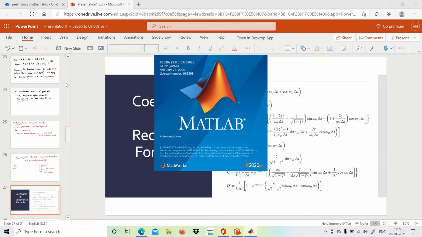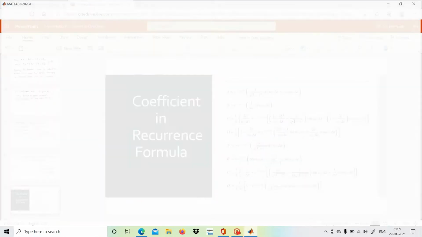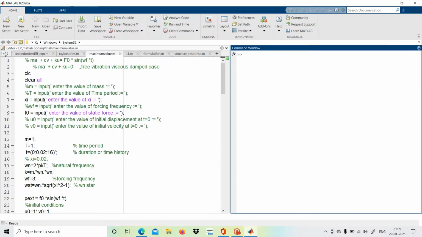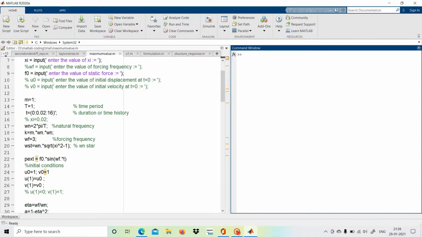And we will see how to find the response. It is taking some time to get opened. Let's wait. I think it's opened. Okay. And we want to find the structure response.